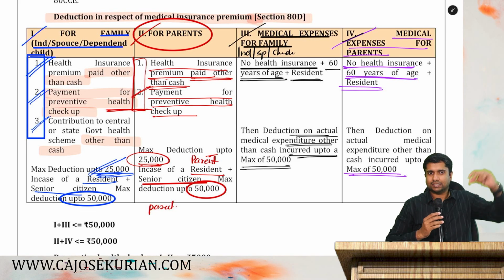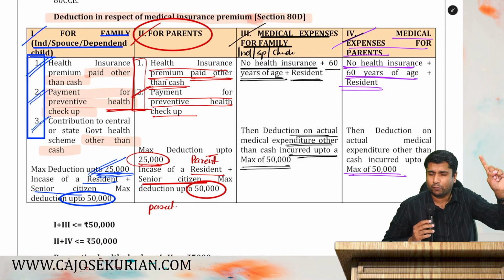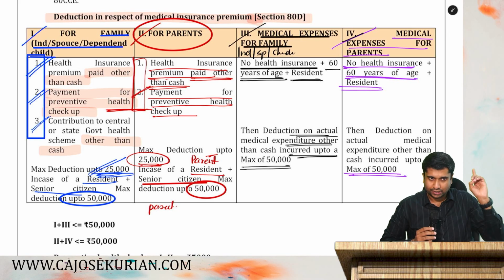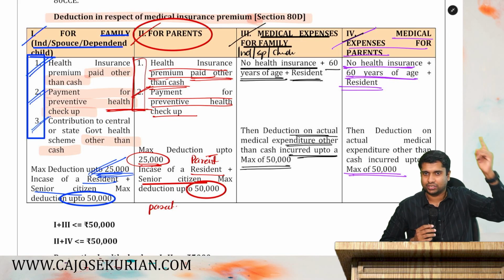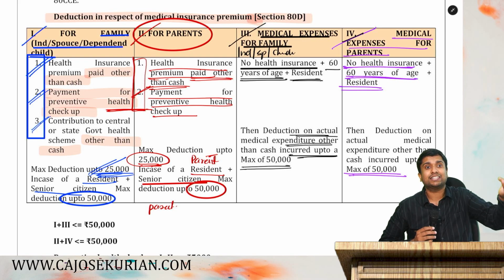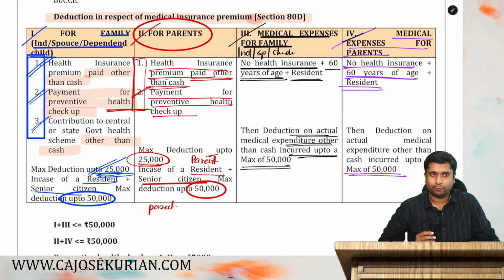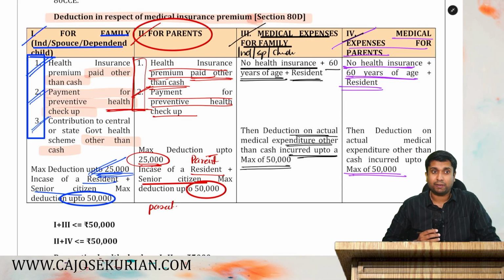So, friends, repeat with me. What was category number 1? For family. Who all are family? Individual, spouse, children. Now, if the individual has paid medical insurance for spouse and children other than cash, category 1 deduction. If I have given central government or state government health contribution other than cash, then category 1 deduction. If I have paid for a preventive health checkup, any mode, I'll get it as a deduction. Maximum deduction 25,000. If that individual is a senior citizen plus resident, up to 50,000, you will get it as a deduction.